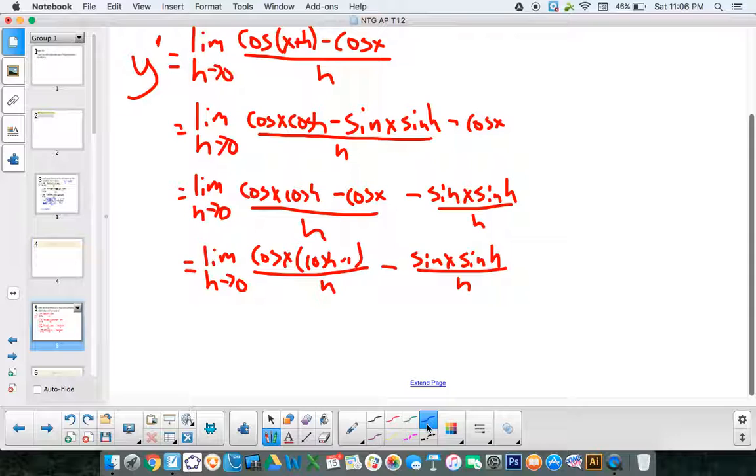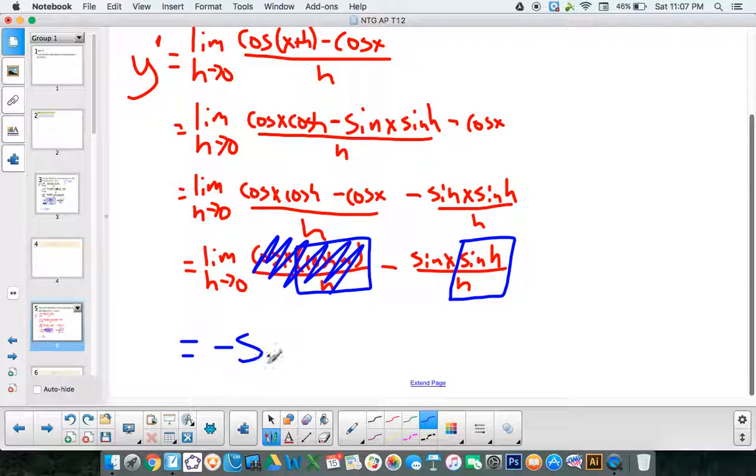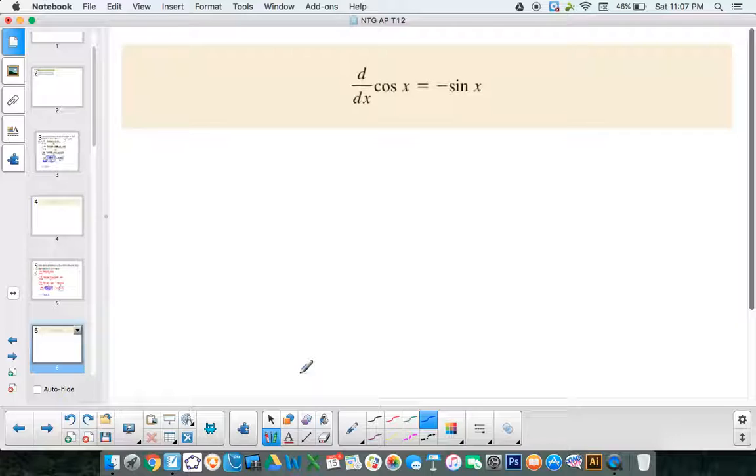And as we evaluate this, here that's that special trig limit. That's 0, so this part cancels off. There's the other special trig limit. That's 1. And so what's left is the negative sine of x. So the derivative of cosine is negative sine. That's all I want to get you to get from this video, is those two ideas. Derivative of sine is cosine, and derivative of cosine is negative sine.